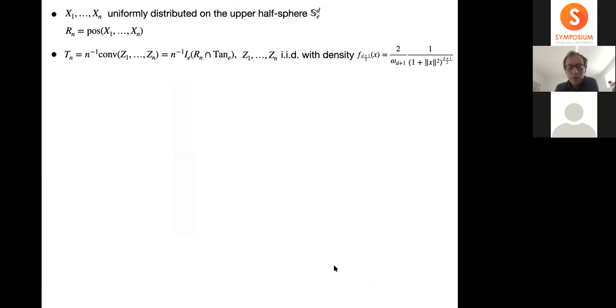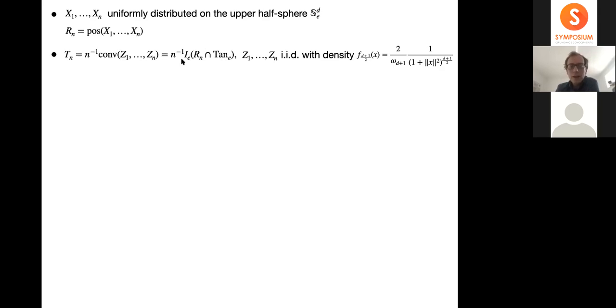So let's recall what we need to prove. We need to prove that if you take the positive hull of uniformly distributed points on a half sphere, this converges to something. So this is the cone whose weak convergence we would like to study. And we would like to study it via the profiles, the intersections with the tangent space at the North Pole. So we intersect the cone with the tangent space at the North Pole. We make this identification of the tangent space with R^d, and we need to rescale by n^-1 in order to make this meaningful.